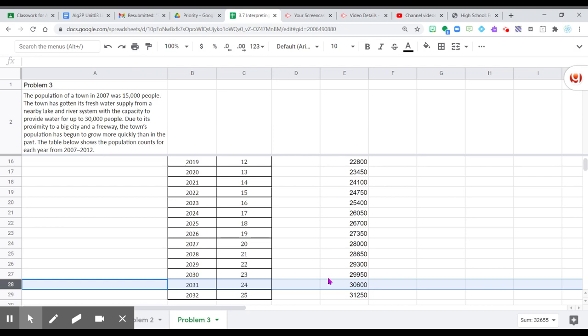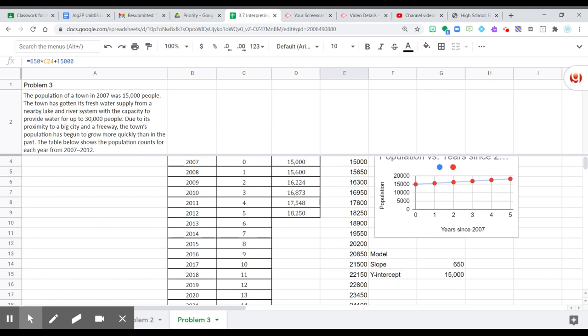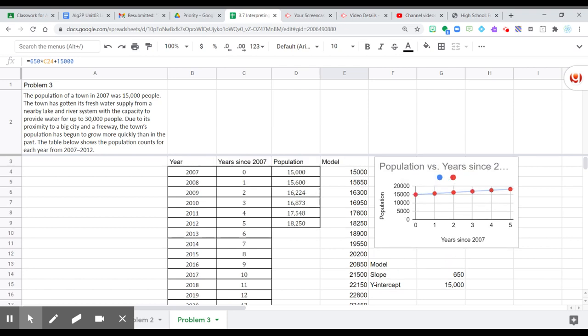So our model would predict in 2030 is when you're going to have the maximum number of people that the water supply can support. At that point, either you want to build a larger water supply or you want to build somewhere else. Hope this was helpful to you guys.